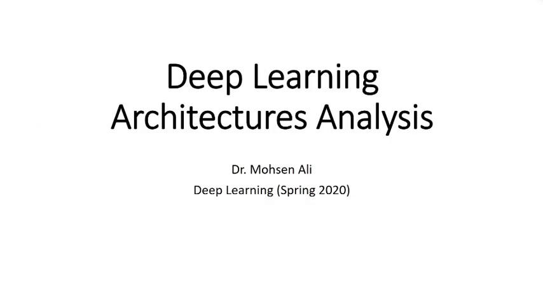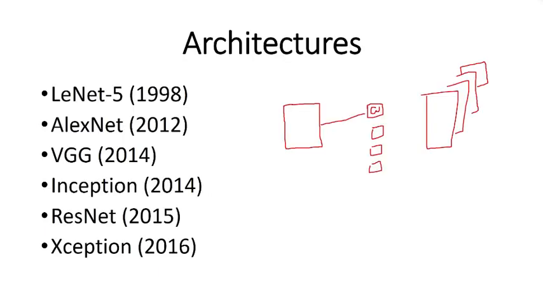Okay, so coming to the architectures, these are the architectures we have: LeNet, AlexNet, VGG, Inception, ResNet, and Xception, and they all came at different times. This is interesting. So this one came in 1998. This is the convolutional neural network. It was working very fine.